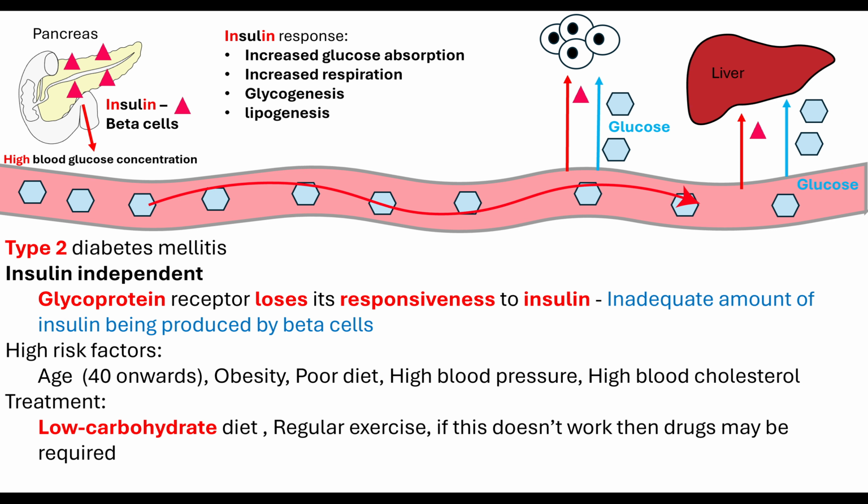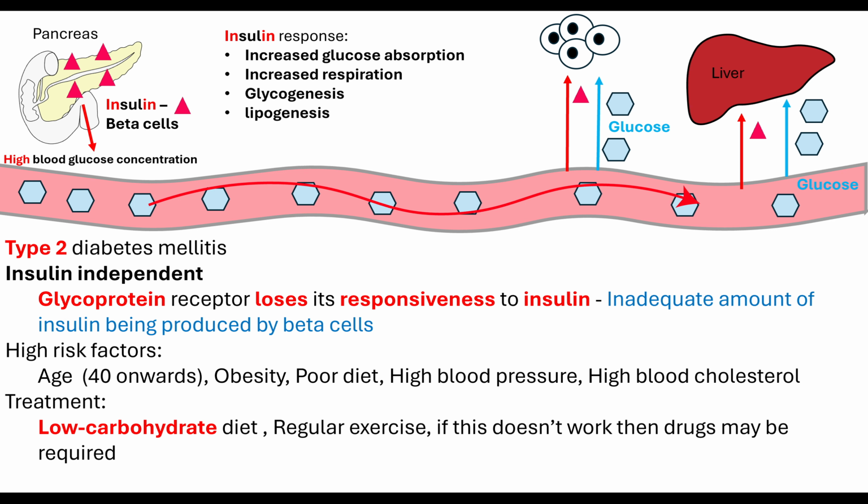So a low carbohydrate diet, and obviously increasing the exercise. By increasing the exercise, there's going to be more respiration occurring, therefore the glucose will be utilized as the respiratory substrate. Now, for some people, the low carbohydrate diet and the regular exercise doesn't actually work. And if that's the case, they might need to take some drugs which will be used to either decrease the permeability of the glucose, or it could be looking at increasing the metabolic rate within the cell.